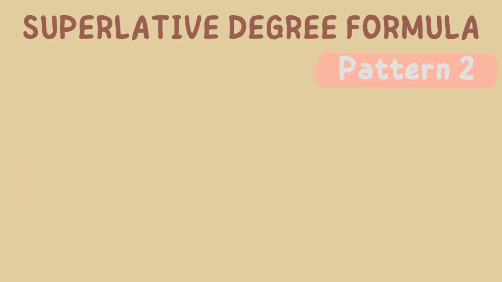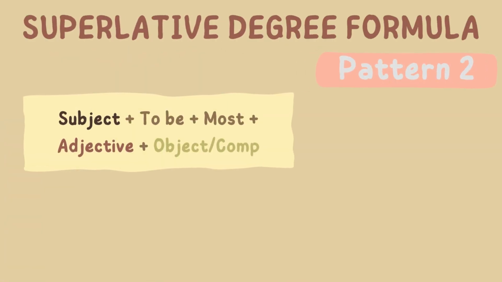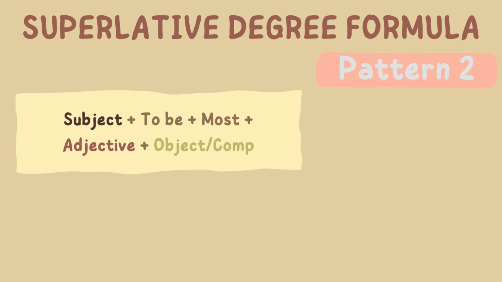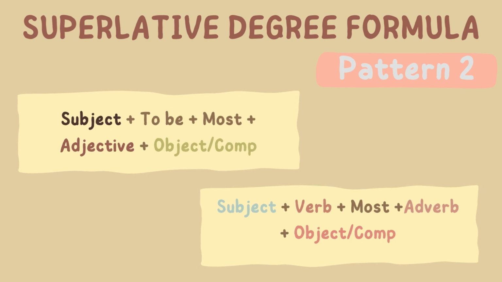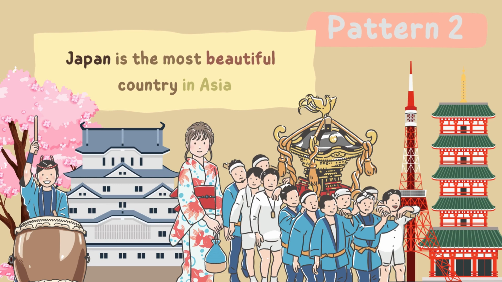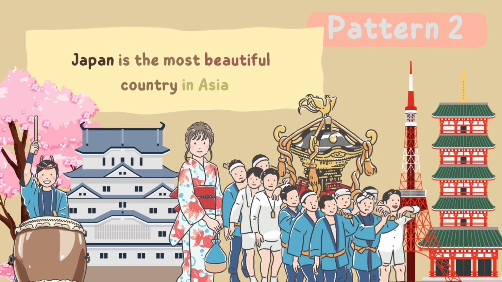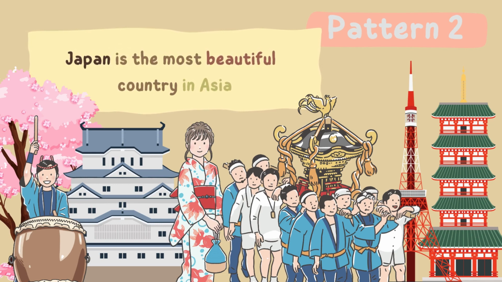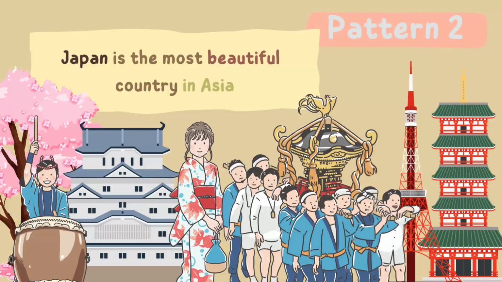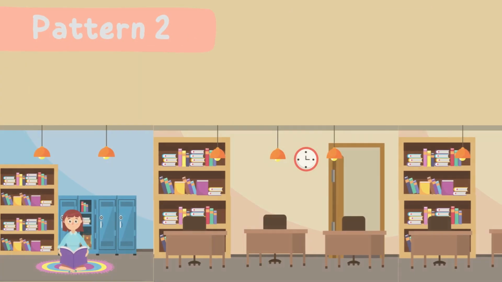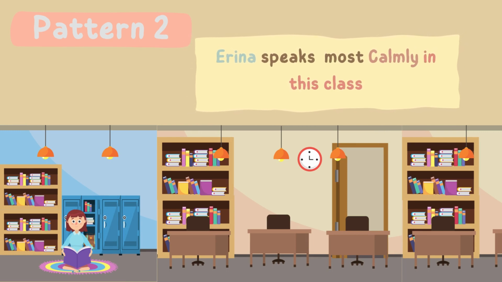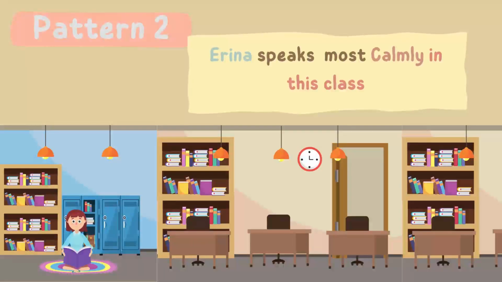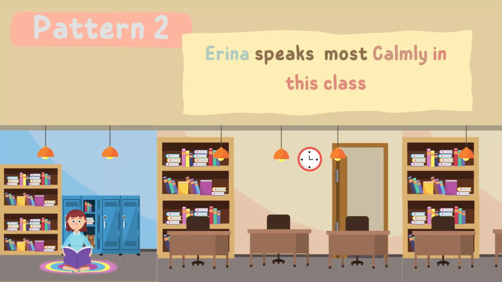Superlative degree formula pattern 2. Subject plus to be plus most plus adjective plus object or complement, or subject plus verb plus most plus adverb plus object or complement. Example of formula pattern 2. Japan is the most beautiful country in Asia. Japan is the subject, beautiful is the adjective, and in Asia is complement. Rina speaks most calmly in this class. Rina is subject, speaks is verb, calmly is adverb, and in this class is complement.